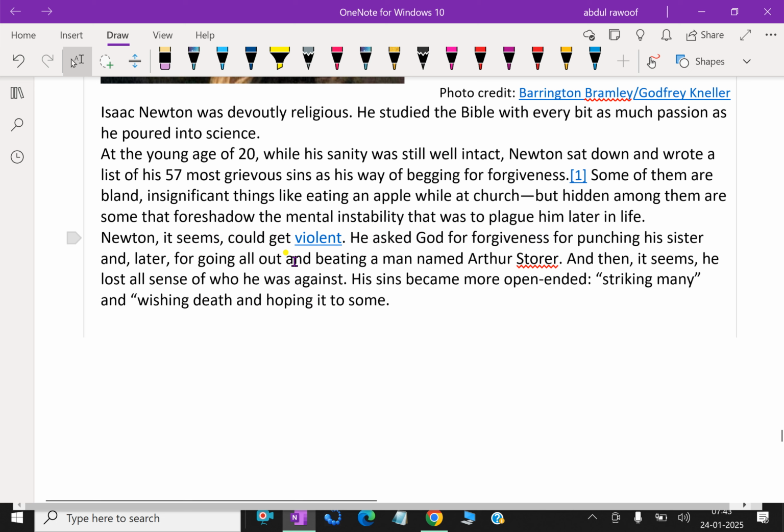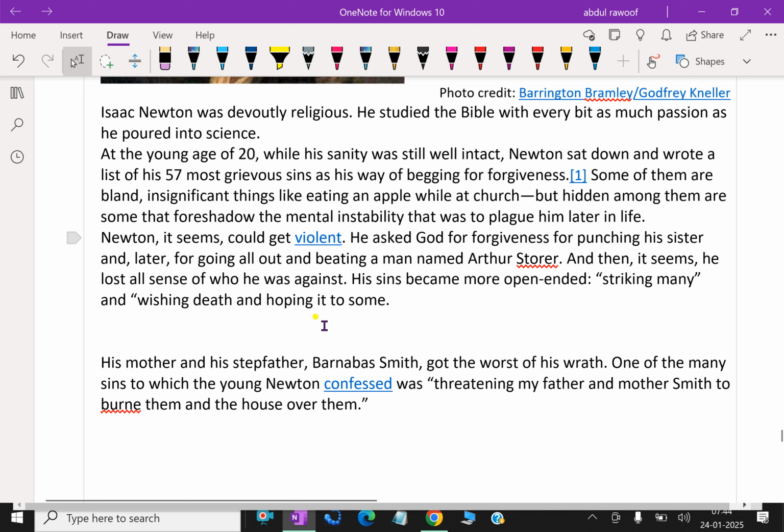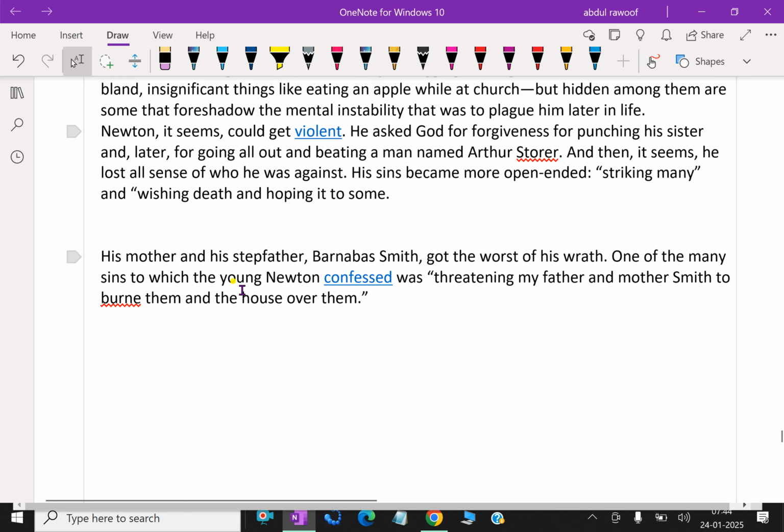Newton, it seems, could get violent. He asked God for forgiveness for punching his sister and later for beating a man named Arthur Storer. And then it seems he lost all sense of who he was against. His sins become more open-ended, striking many and wishing death and hoping it to stop. His mother and his stepfather, Barnabas Smith, got the worst of his wrath. One of the many sins to which young Newton confessed was threatening my father and mother Smith to burn them and the house over them.